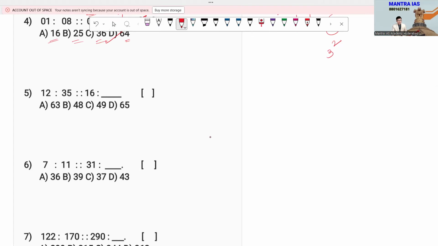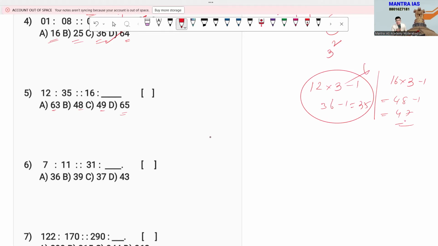Now, 12 is to 35 and 16 is to how much here? Friends, just observe here: 63, 48, 49 and 65. It's a very interesting question. People feel that, sir, 12 3s are 36 minus 1. Perfect. Exactly right on the left side. But is it possible on the right side? 16 into 3 minus 1 is 48 minus 1, but 47 is not there. So the logic is okay for balancing, but the answer is not there. That means you have to think of some other logic.